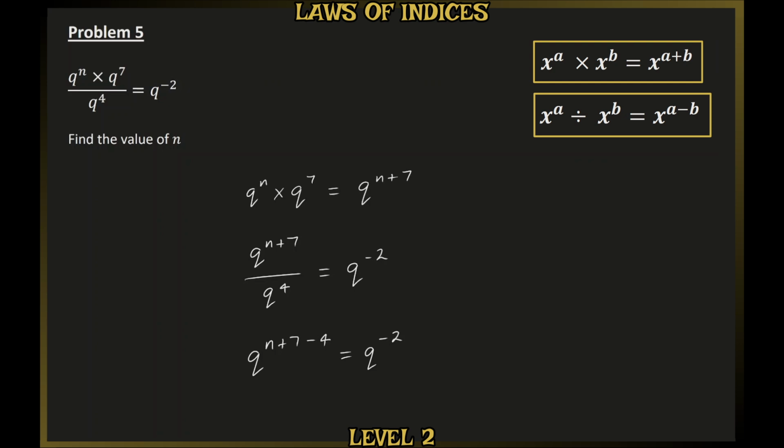If we simplify the left hand side, n plus 7 minus 4 gives us q to the power of n plus 3, and that's equal to q to the power of minus 2. Now, since the left and the right here are equal to each other, and they both have the same base, which is q, this means that their powers must be equal to each other. So we now know that n plus 3 must equal minus 2. We solve this equation by subtracting 3 from both sides, and we get to our final answer, which is n is equal to minus 2 minus 3, which is minus 5.